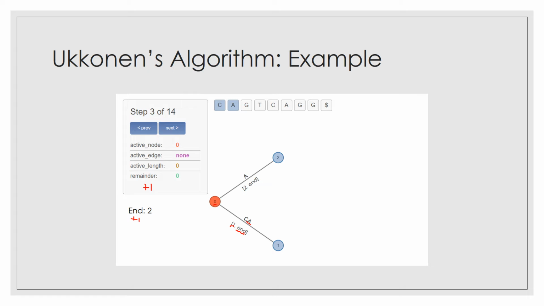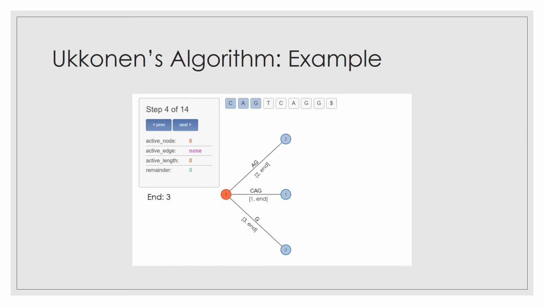Is there a path for A? There's not. We add a new leaf. We give it that edge, 2 to n. And then we subtract the 1, going back to 0. And as we talked about earlier, anytime the remainder goes to 0, we move on to the next character. So the next one coming up is going to be G.